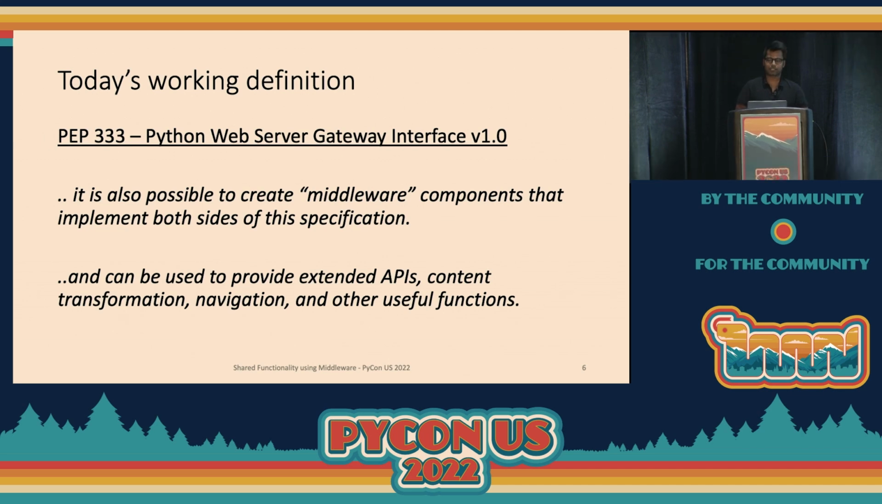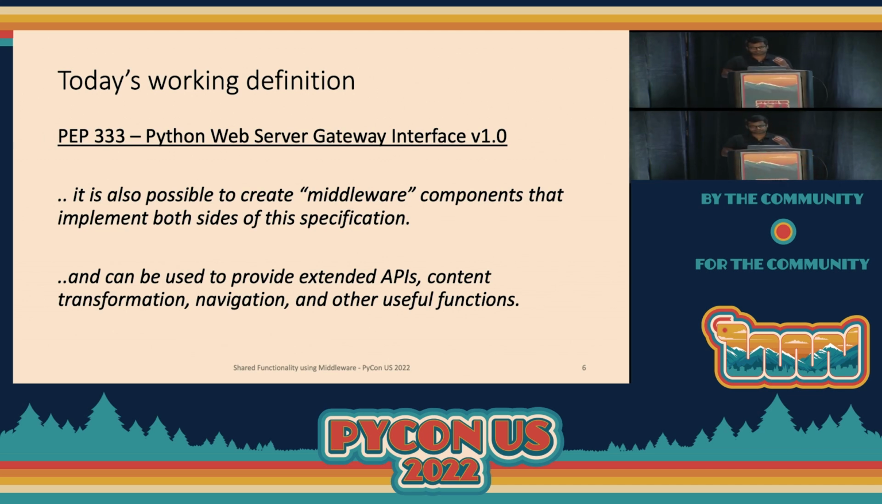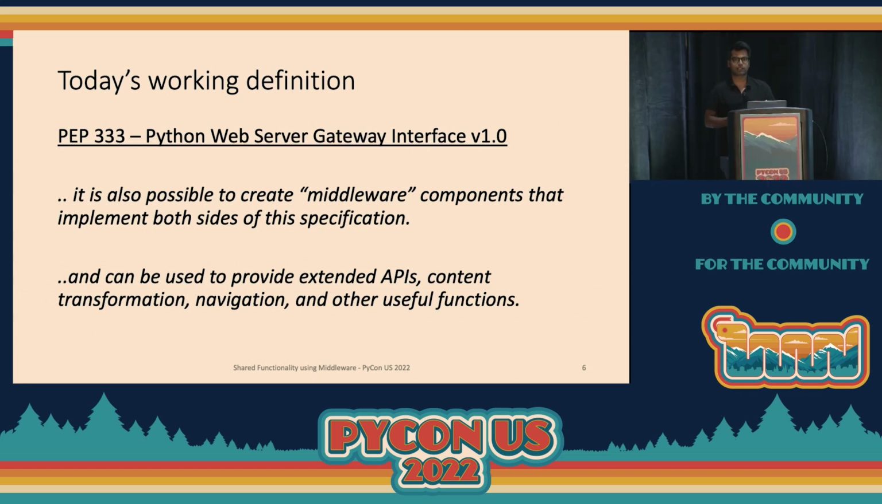Now, for today, consider a web application which consists of one or more API endpoints or views. Middleware is code you write to implement functionality that is common across one or more of your endpoints or views. Examples: count of page views, centralized error handling, caching, and many others. The WSGI specification PEP 333 describes middleware as a way to provide extended APIs, content transformation, navigation, and other useful functions. This leads us to our second topic of the talk, middleware for WSGI applications.